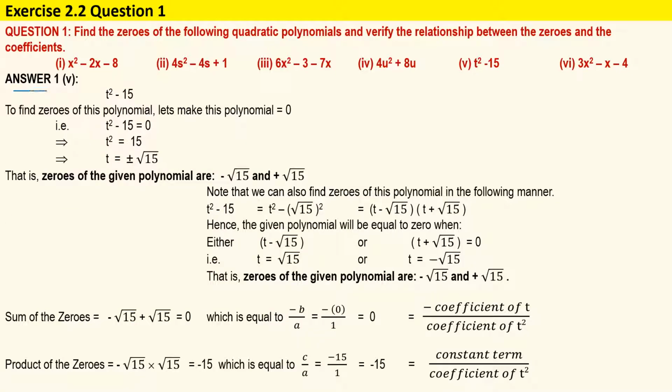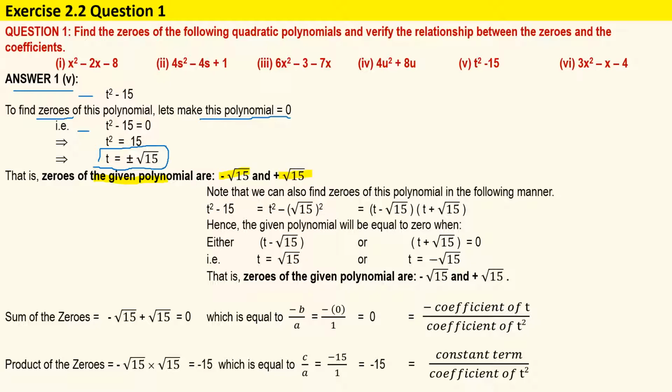Let's now talk about answer 1 part 5. We are given t square minus 15. To find the zeros of this polynomial, let's make this polynomial equal to 0. That is, t square minus 15 is equal to 0, which implies t is equal to plus or minus square root of 15. So we get the zeros of this given polynomial as minus square root of 15 or plus square root of 15.